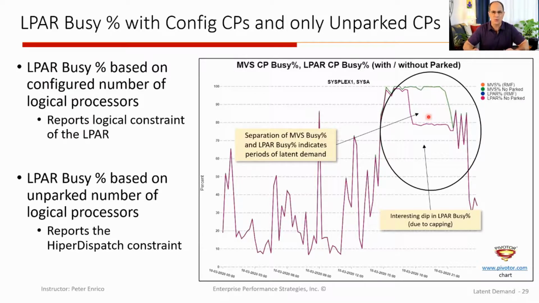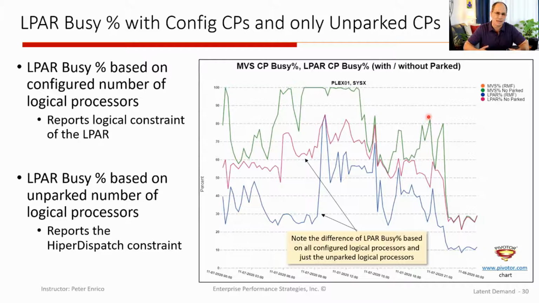But I do want to show you another example, which is another indicator, and I'll show you why I'm showing you this as it relates to latent demand. This is an example from a different machine, a different LPAR, where I wanted to show you that the number of logical processors is different than the number of, I'm sorry, not the number of logical processors.